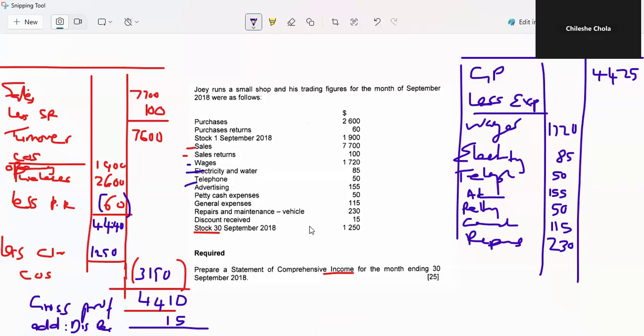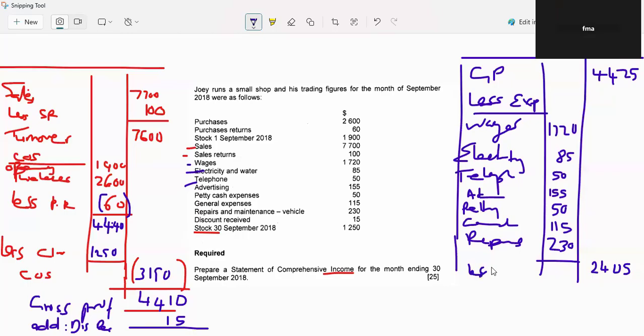If there was discount allowed, we would have put it there as an expense, eh? No, discount allowed is different from discount received. So the total expenses are coming to how much? 2405. So total expenses are 2405.